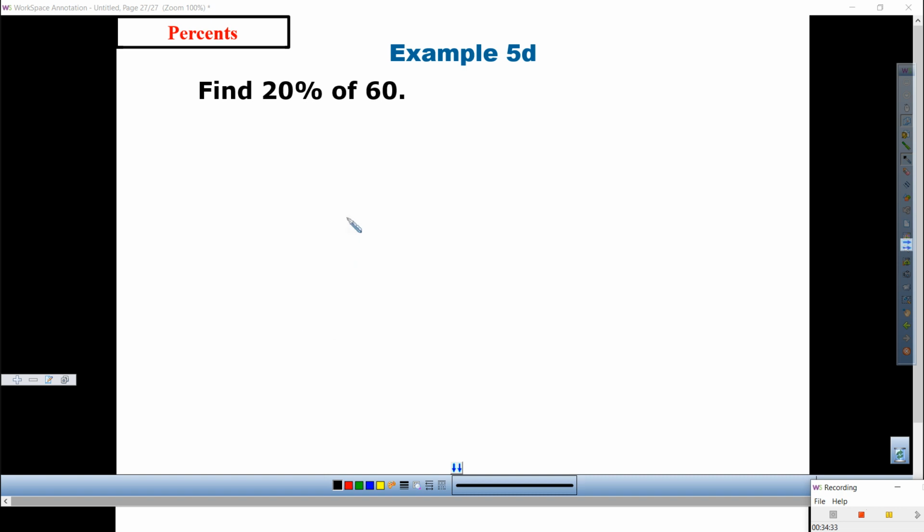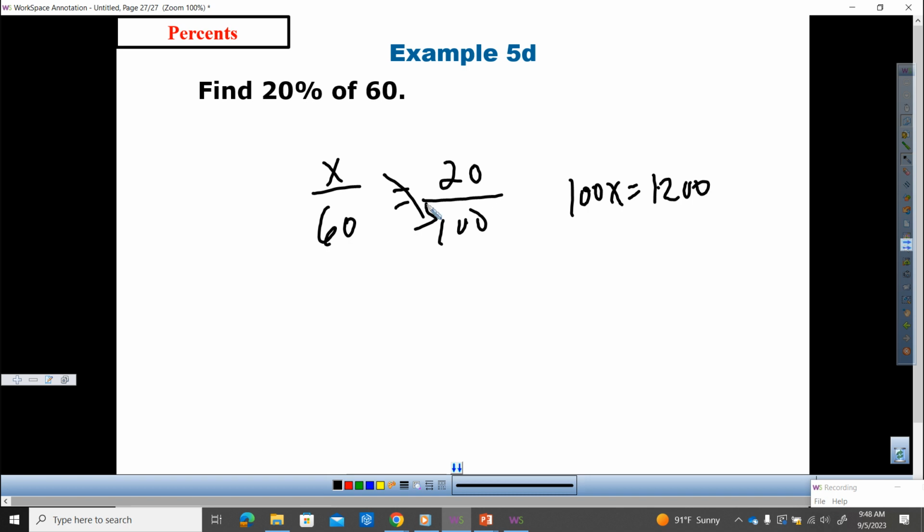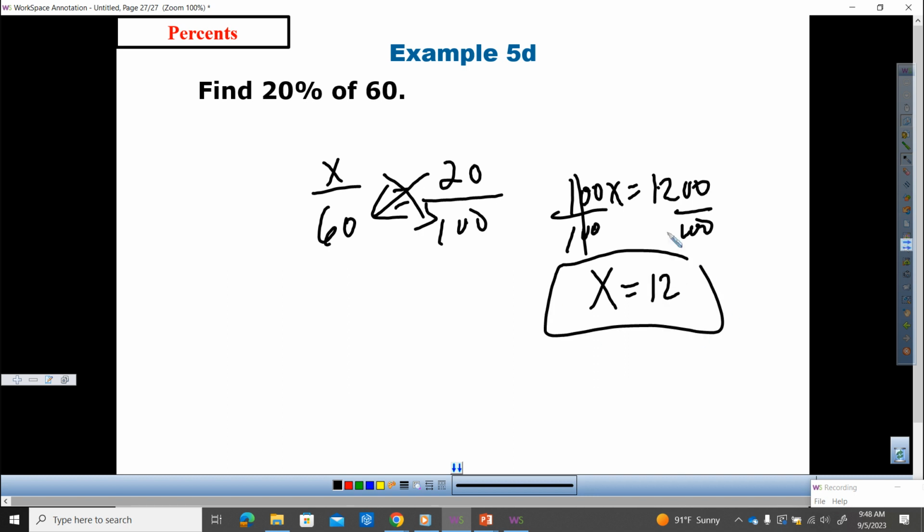All right, help us with a proportion. Georgia, what do I write? 20 over 100 equals x over 60. Have you got something like that? That is correct. Cross multiply. 100x equals 1,200. Divide by 100, x equals 12. Have you got that? Let's go, let's go. Oh yeah, we got this.